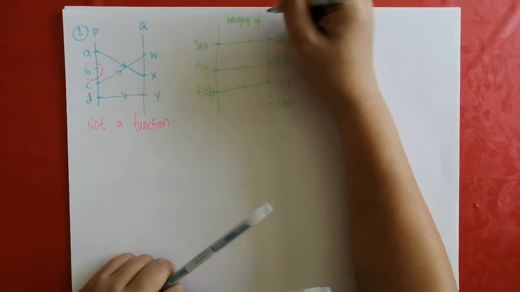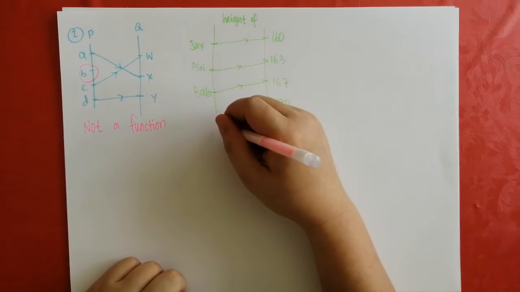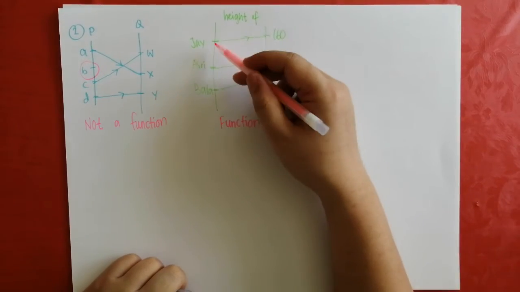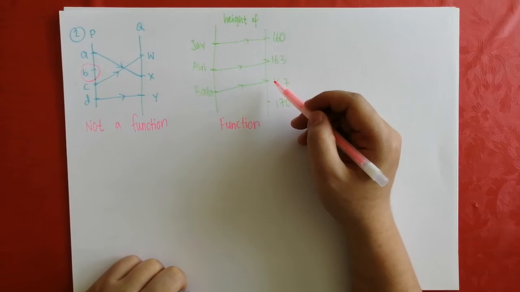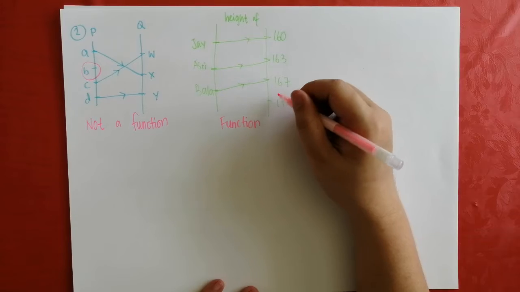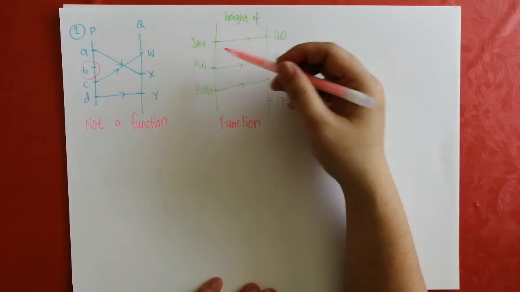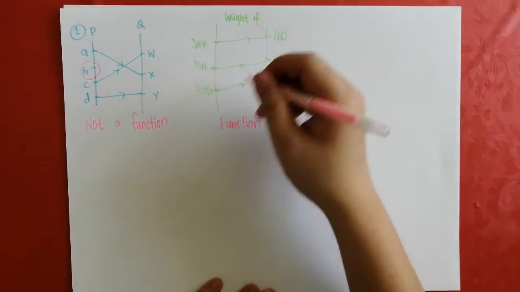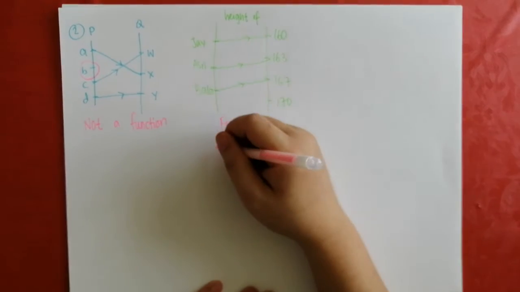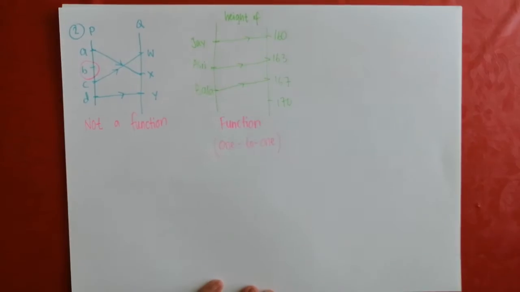So is this a function or not? We will say that this is a function. It is a function because all the objects here are mapped onto one image. Even though there is one extra image there, it's okay, because our main aim is that every object has an image. So this is an example of a one-to-one function, because all the objects only have one image.